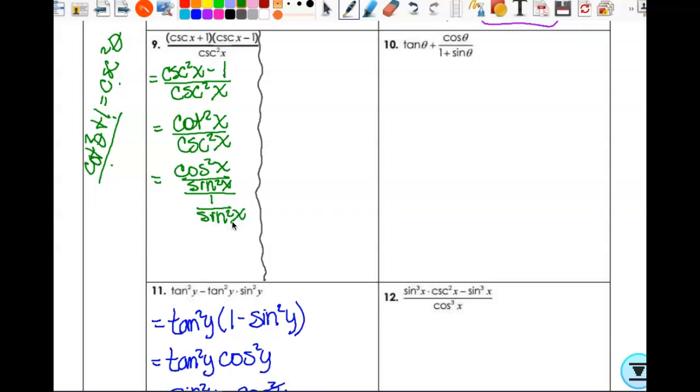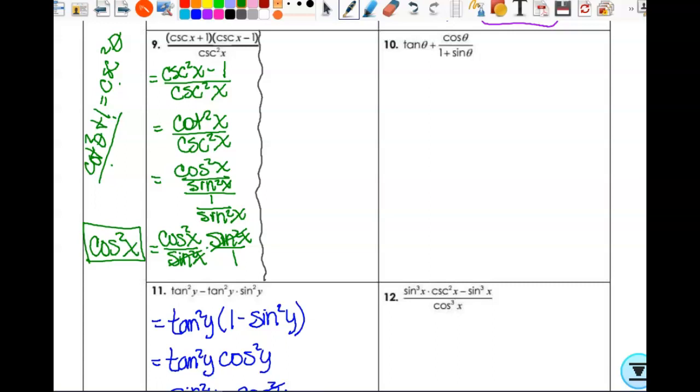And then our goal is to simplify this. So this becomes a keep, change, flip situation. So I have cosine squared x over sine squared x times the reciprocal, which is sine squared x over 1. The sine squareds cancel out, and I am left with cosine squared x. Everybody agree with that? Questions about that?